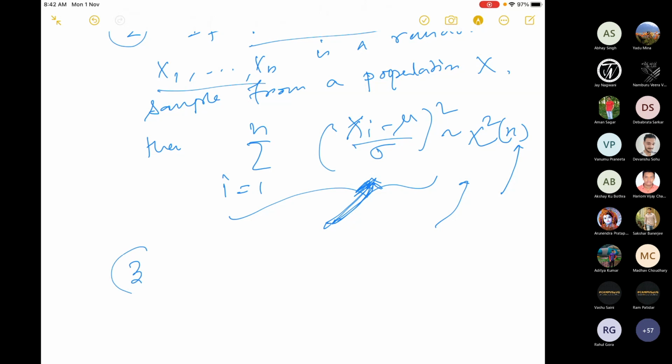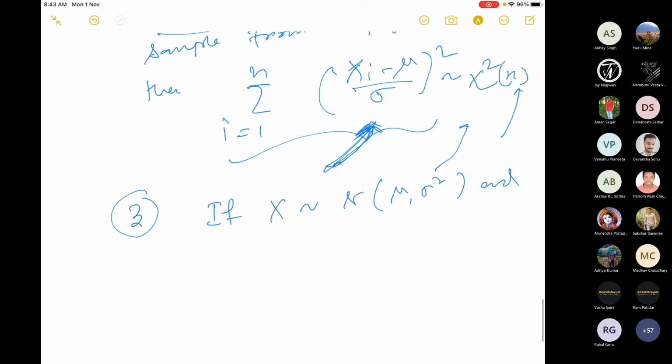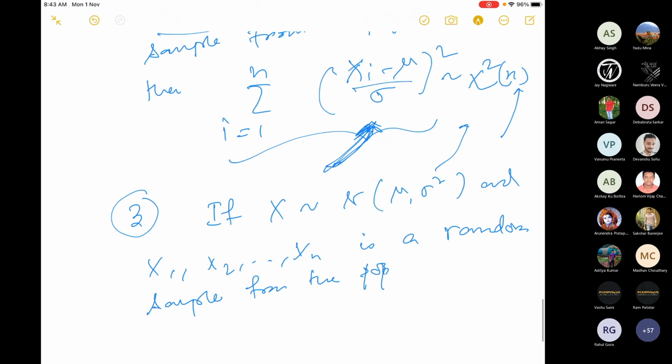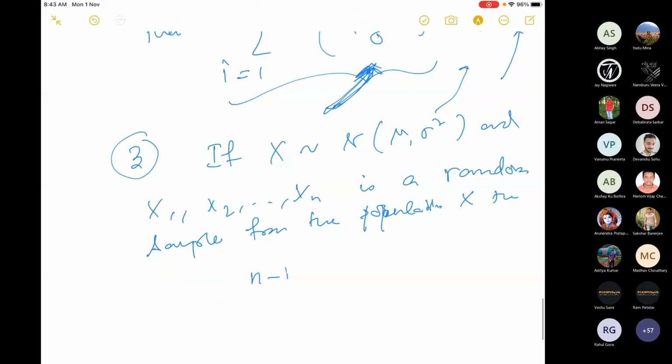Another result, which we also discussed, or which follows from here, is a second result: if X is normal(mu, sigma square) and X1, X2, ..., Xn is a random sample from the population X, then (n minus 1) S square by sigma square is chi-square with n minus 1 degrees of freedom. Can anybody tell me why this is true now?